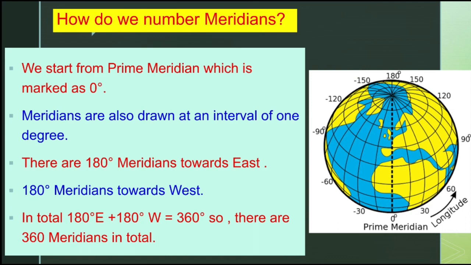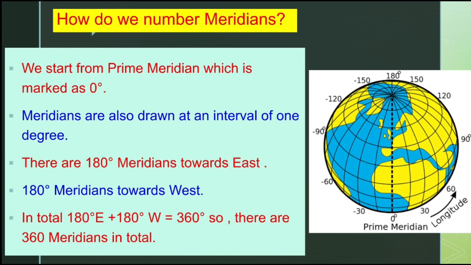Now both the numberings are different because the degrees and the measurements vary from each other. So we start from the prime meridian, which is marked as 0 degree. Here is one more important thing: when we talk about latitude or parallel, the midline is known as the equator, but when we talk about meridians, the middle line which divides east and west into two different parts is known as the prime meridian. Here the midline in the meridian is known as the prime meridian.